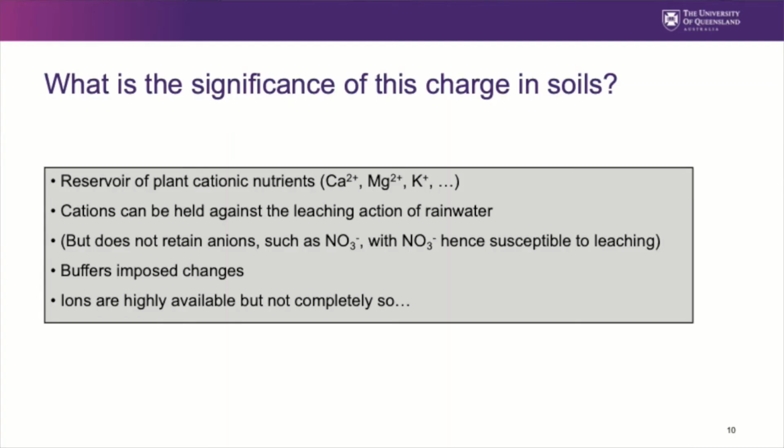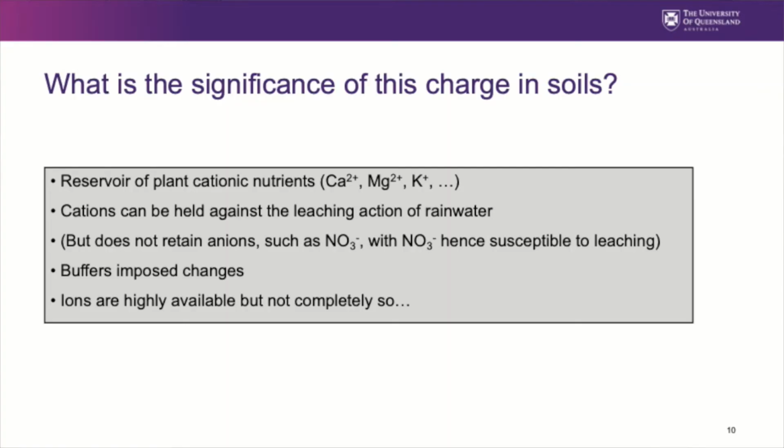And so why is all of this important? Well, the cation exchange capacity in soils is really, really important. First of all, it's a reservoir of plant cationic nutrients, in particular calcium, magnesium, and potassium. This cation exchange capacity can retain these nutrients within the soil. And importantly, they're held against the leaching action of water. In other words, as it rains or as you irrigate, these cations are not leached from the soil; rather they're retained, held, attracted to that clay or to that organic matter, to the CEC.